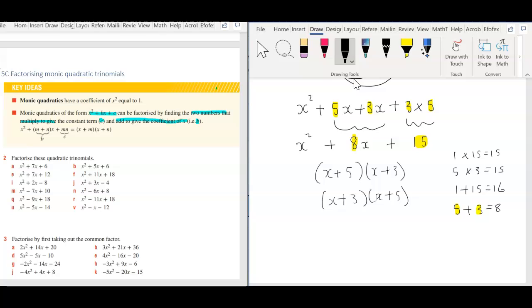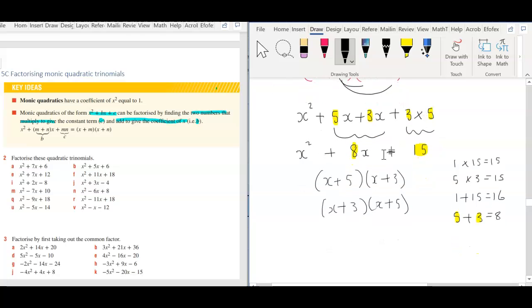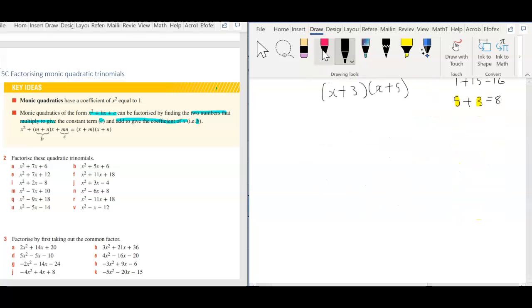I've just shown you there, we've expanded. Remember, expanding and factorising are the opposite of each other. I've expanded this quadratic expression, shown you how we got the 8 and the 15, and then we went backwards and factorised it. That's what we're going to be doing in section 5C. Let's have a look at some from question 2. Start off with A.